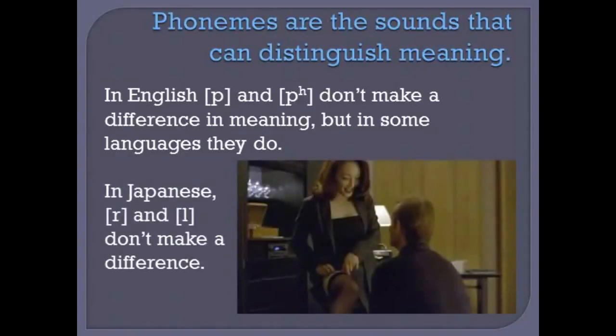Another example of different sounds that may or may not make a phonemic difference is from the movie Lost in Translation, if you've seen that. And if you haven't, you should. It's pretty funny. There's a scene in which a woman is asking Bill Murray to lip her stockings, and he has no idea what she's talking about. He's confused. The confusion arises because in Japanese, the L and the R sounds don't make a difference in meaning, and so a word might be pronounced with an L or an R and that won't change the meaning of the word, whereas of course in English it does.